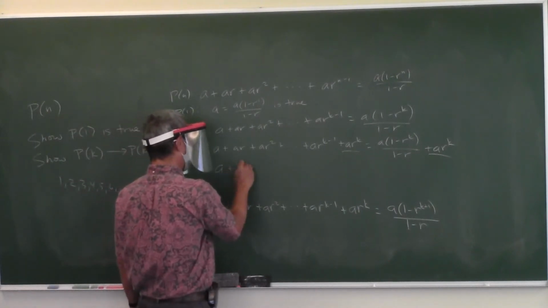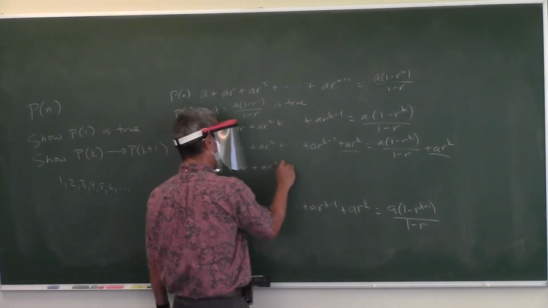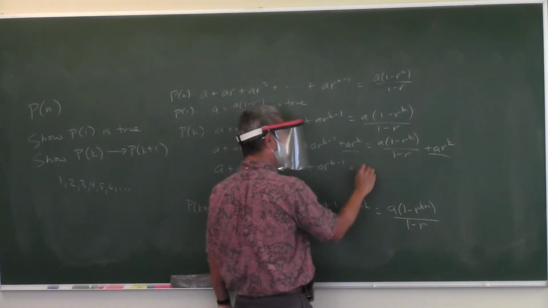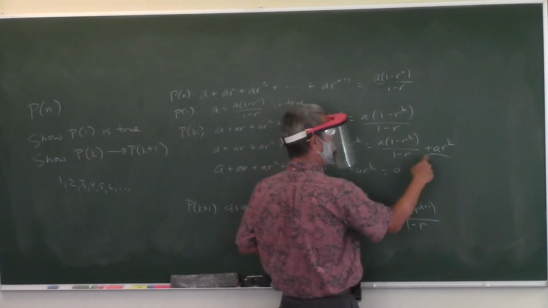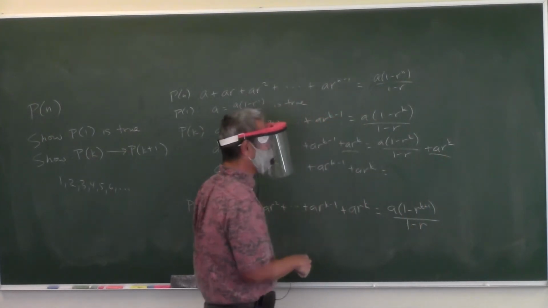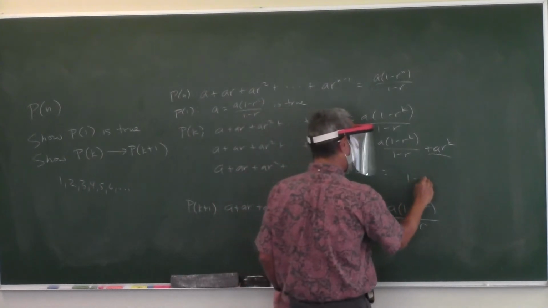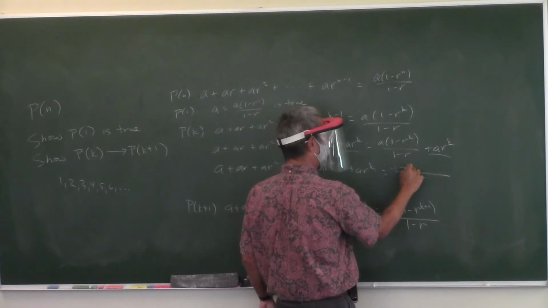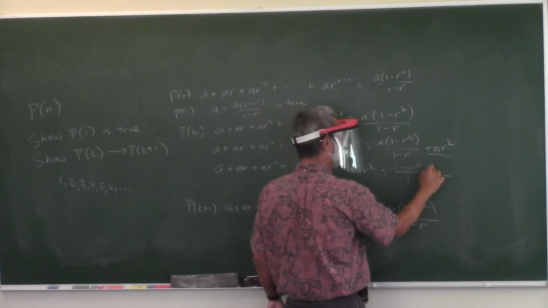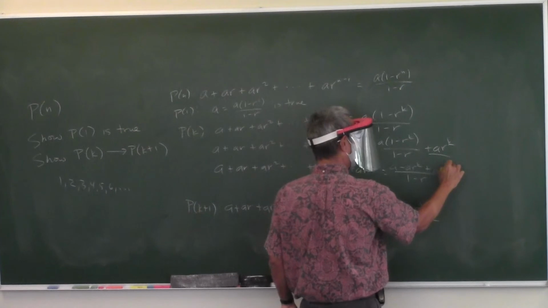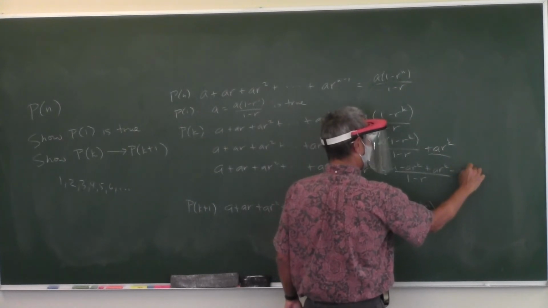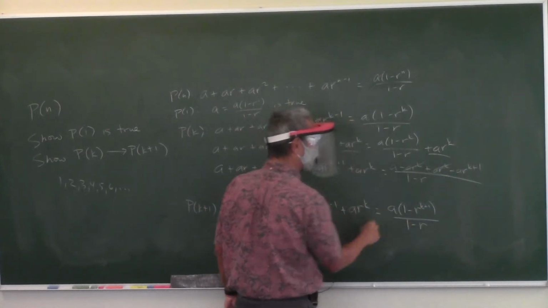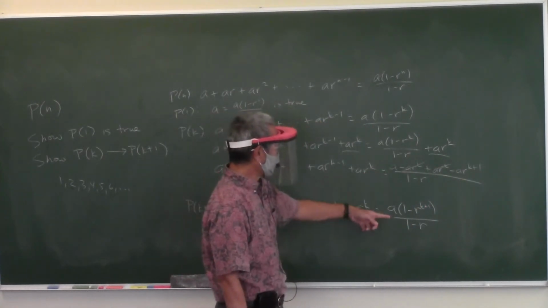Okay, next step. Okay, now, how do I add these together? Least common denominator? Yeah. Okay, so least common denominator, so what goes on the top? A minus AR to the K plus AR to the K minus AR to the K plus 1, correct? A, but these cancel out, and if you factor out the A, don't you just get this?